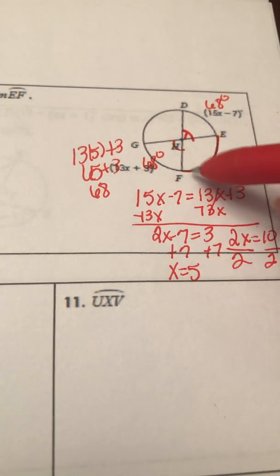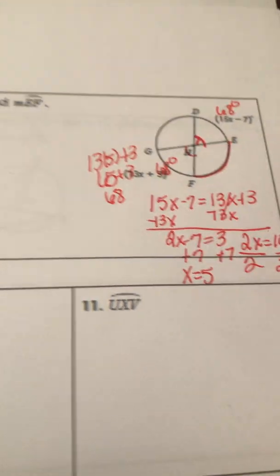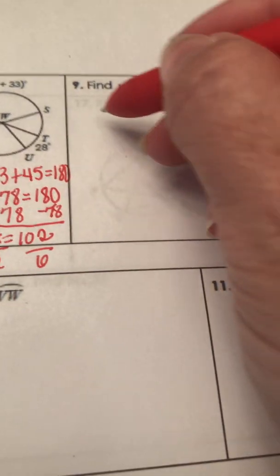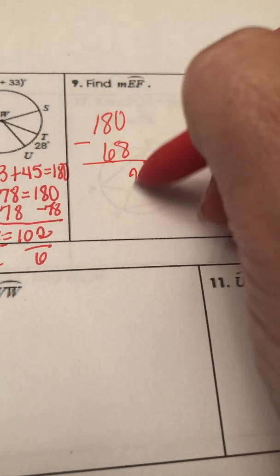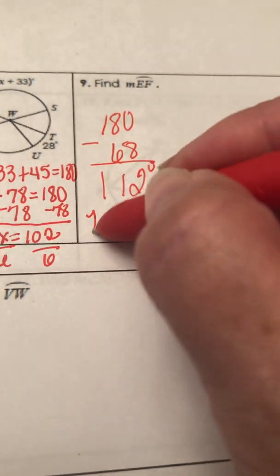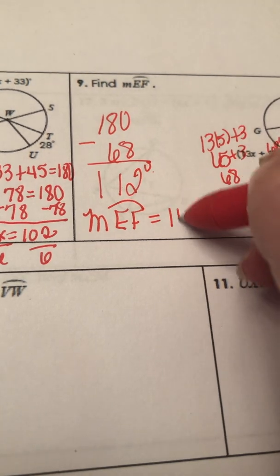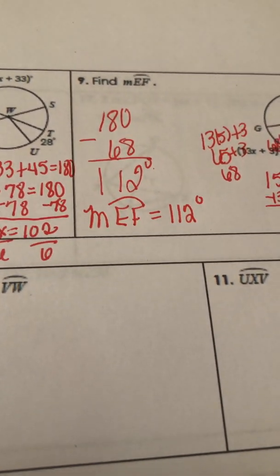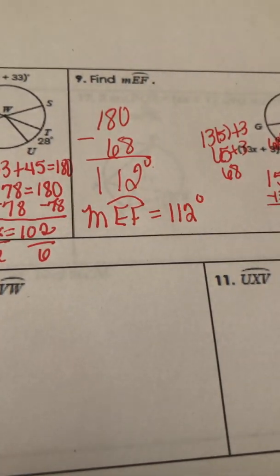Now for my missing arc that I'm looking for, since both of these are on a diameter, I can simply do 180 degrees minus 68 degrees, which gives me 112 degrees. So that means the measure of arc EF is equal to 112 degrees. And be certain, because it is the measure of the arc, to put the degree symbol at the top.